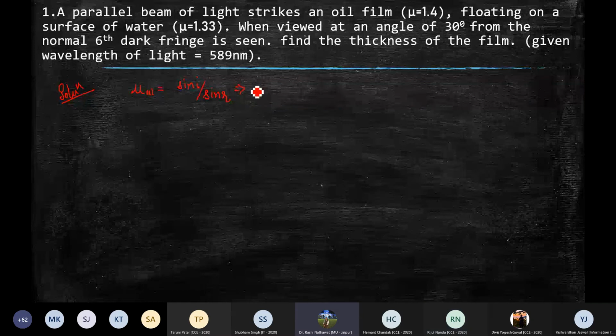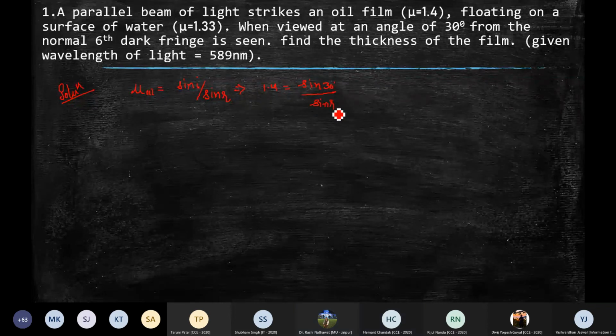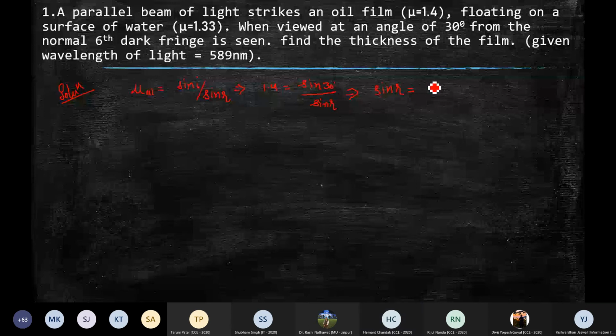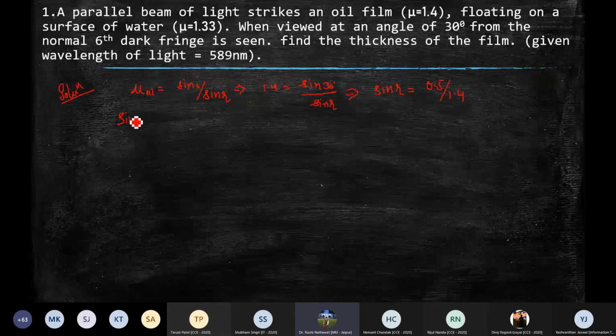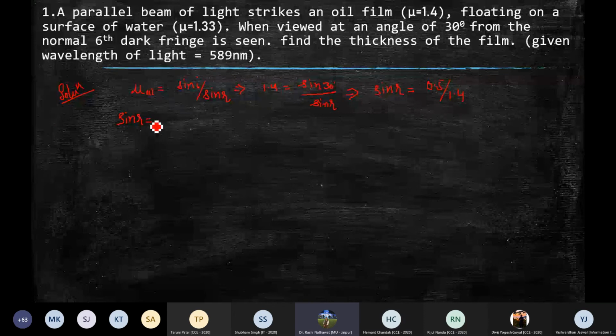Okay, one minute. What is mu given for oil? 1.4. And what is the angle? Sine 30 upon sine r. You will first calculate the sine r from here. Sine 30 is 0.5 over 1.4. Now tell me what is the sine r. Those who have calculated, tell me the value: 0.3571. Fine.